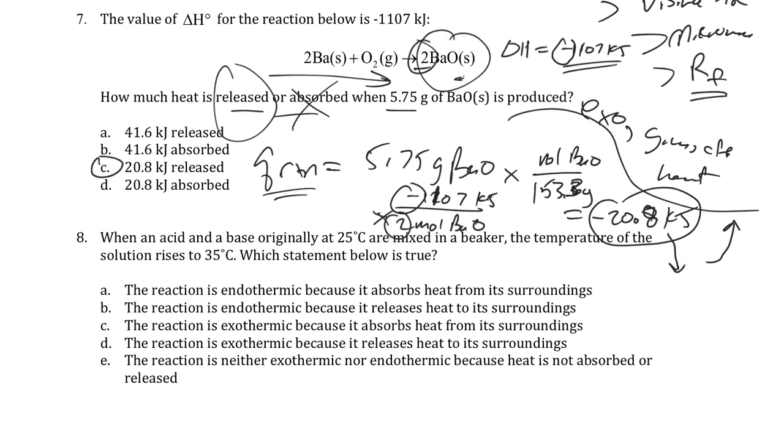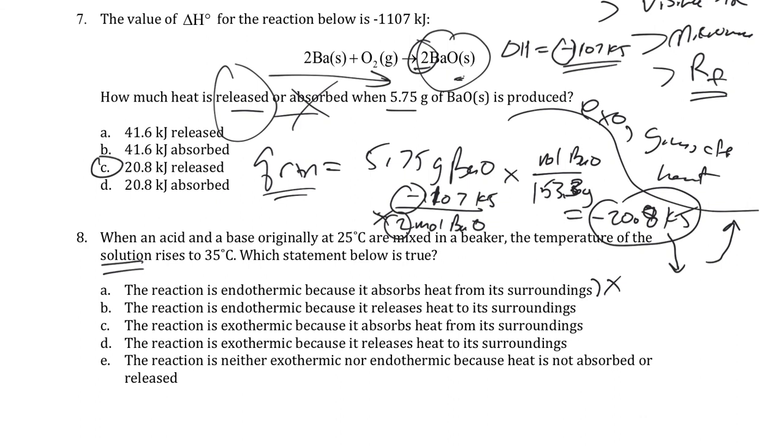Number 8: when an acid and base originally at 25 degrees are mixed in a beaker, the temperature of the solution rises to 35 degrees C. The key here is the word solution. Which statement is true? The reaction is endothermic because it absorbs heat from its surroundings. A lot of people go with this answer. This is wrong. The reaction isn't absorbing.